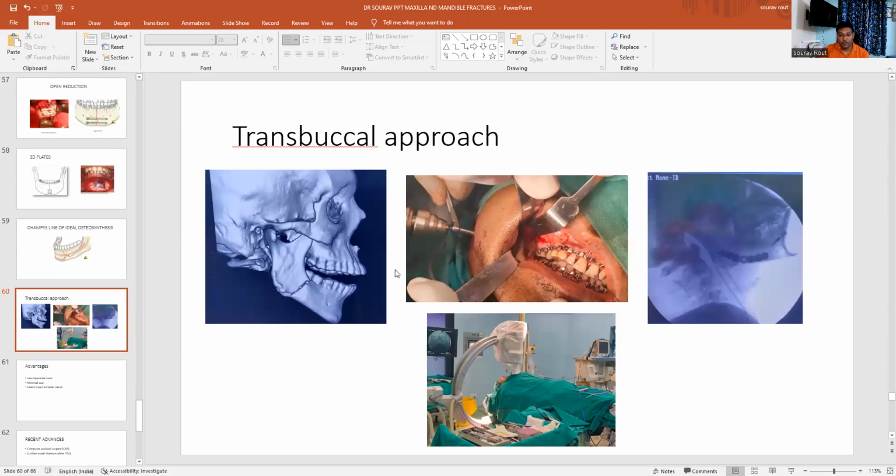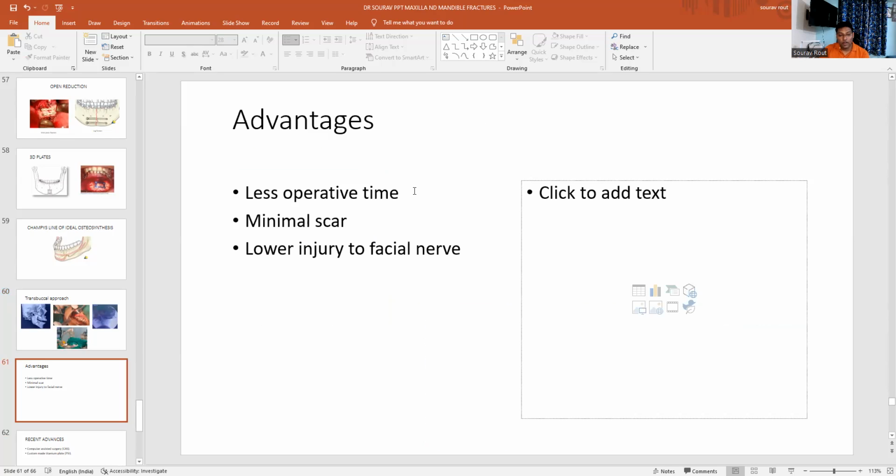As you can see from the picture, we have done a transbuccal approach of fixation of mandibular angle fracture, and we have used the C-arm in order to know the exact position of the screws. You can see from the picture we have used the IMF screws in order to reduce the maxillomandibular relation and to achieve occlusion. What are the advantages of a transbuccal approach? Less operative time, minimal scar, and lower injury risk to the facial nerve.